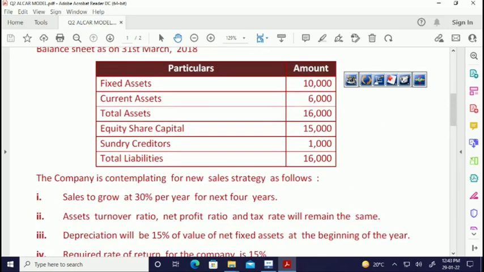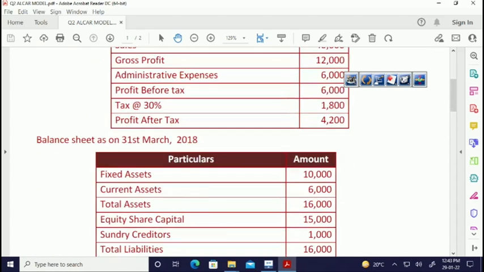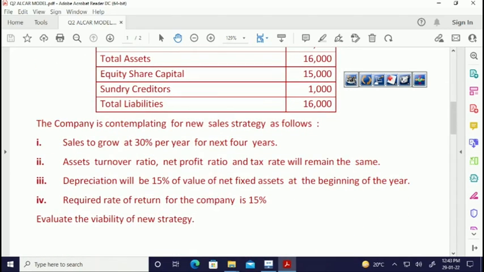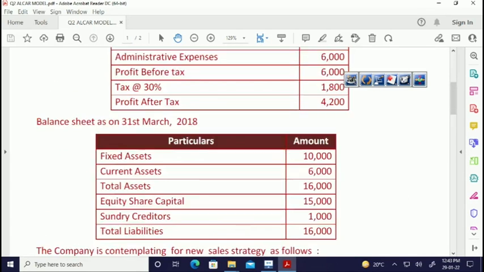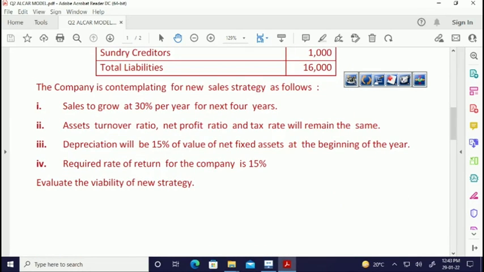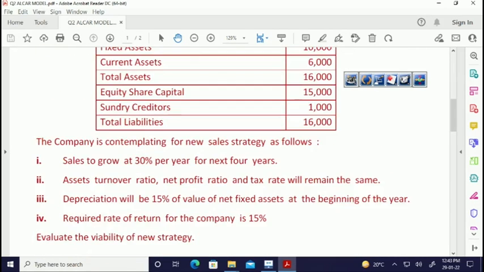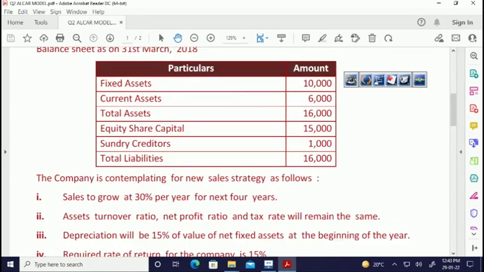So what is the pre-strategy value? The pre-strategy value is 4,200 divided by 0.15, no PAT by KC. It's coming to 28,000. 4,200 by 0.15, 28,000.